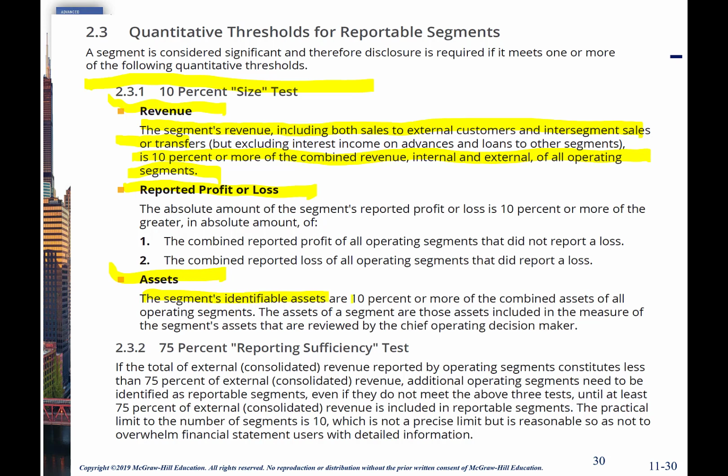Let's look at assets. We'll do the same thing with the assets. We'll combine all the assets of all the segments, multiply that number by 10%, go through the list of segments and see if they have assets that are greater than or equal to that 10%. So even if a segment didn't meet the 10% test based on revenue, it could meet it based on assets.